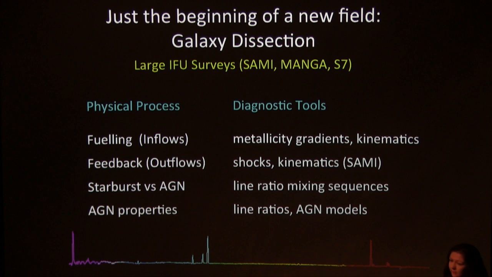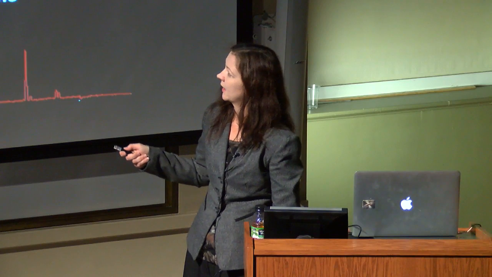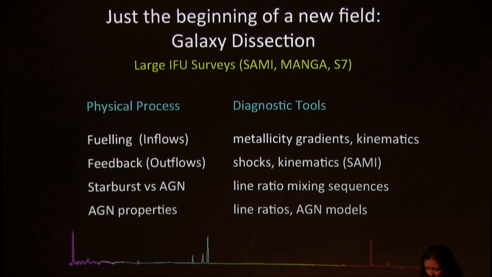So this is actually just the beginning of a new field. I call this galaxy dissection. We're just starting to do this. With our SAMI survey, we have 2,000 galaxies in hand, and this allows us to do this galaxy dissection statistically for the first time. So we can do it for large numbers of galaxies, and we can even isolate subsamples of galaxies to dissect. And what I really like about this is we can get to the physics of what's really happening in galaxies, when we're not contaminated by all the sources like we were in the past.